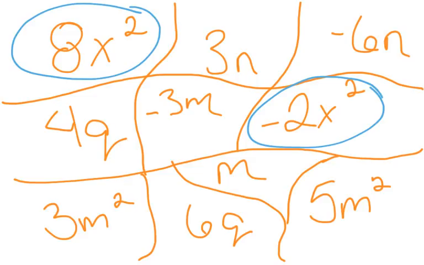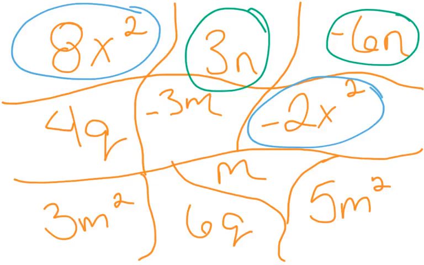So if we keep going, let's try some more. We go next, 3n. Right beside it, we have negative 6n. Those are like terms. We could combine those if we wanted to. Okay, if we keep going, we have 4q. Okay, what's going to go with 4q?